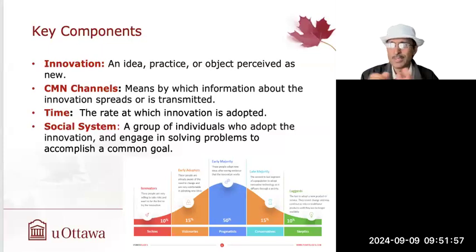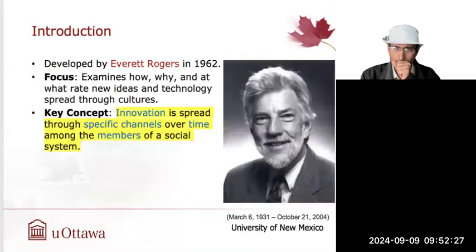Time means the rate at which innovation is adopted. How quickly, how slowly, or what are the time-related challenges? So we can discuss that. And social system means a group of individuals who adopt innovation and engage in solving problems to accomplish a common goal. So these four key components are here: innovation itself, communication channels, time, and social system. So we can further talk about the idea of innovation here.